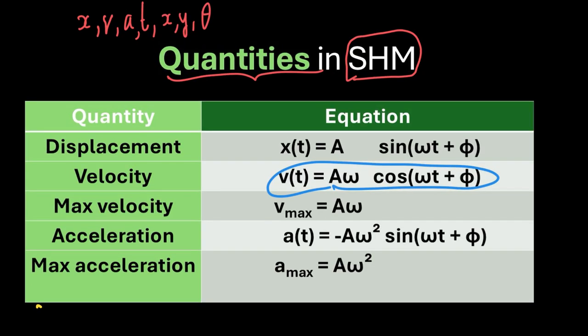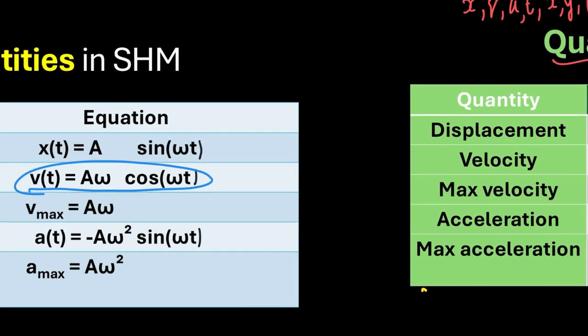Now you might be wondering, there are many more. There are two ways to represent the simple harmonic motion, and there are multiple parameters associated with it. Then how do we know how to select one? That's very important.